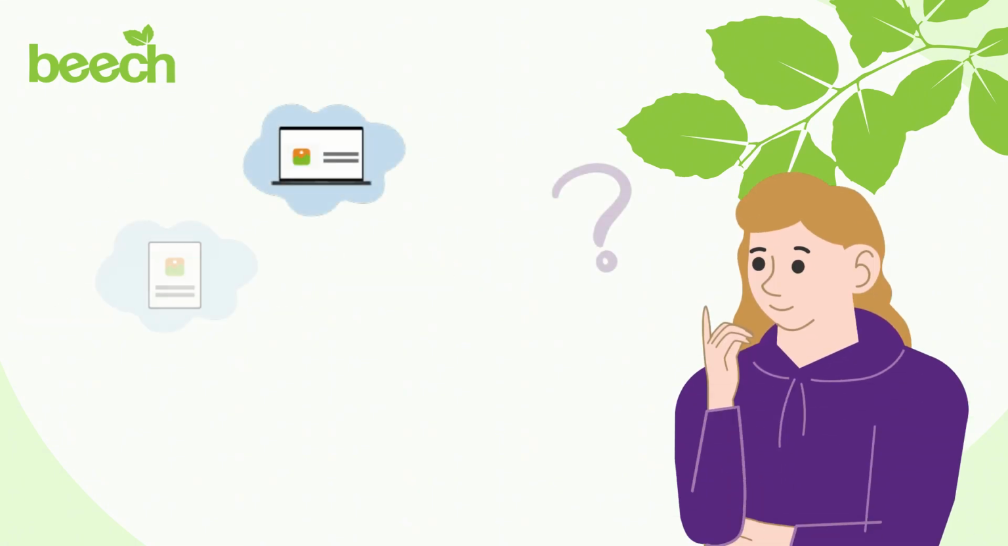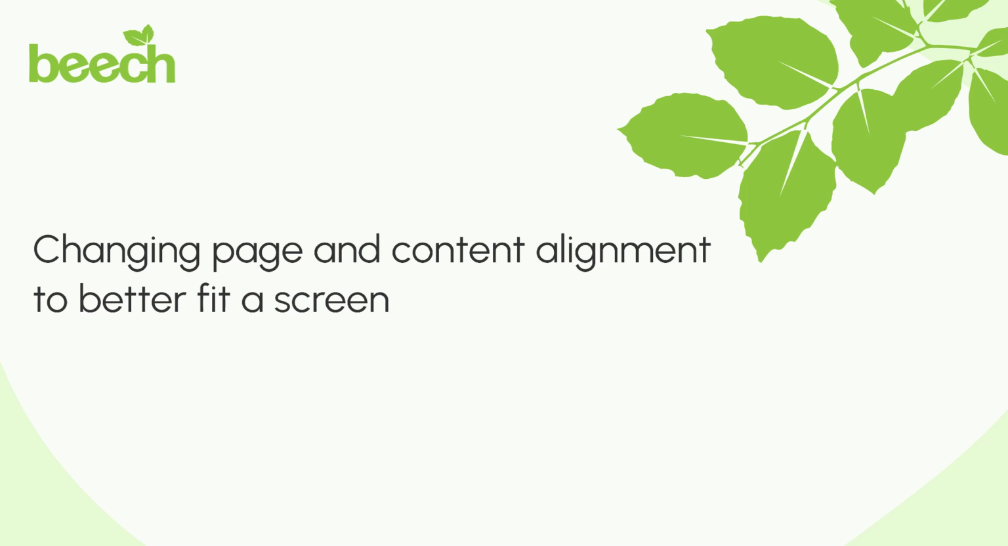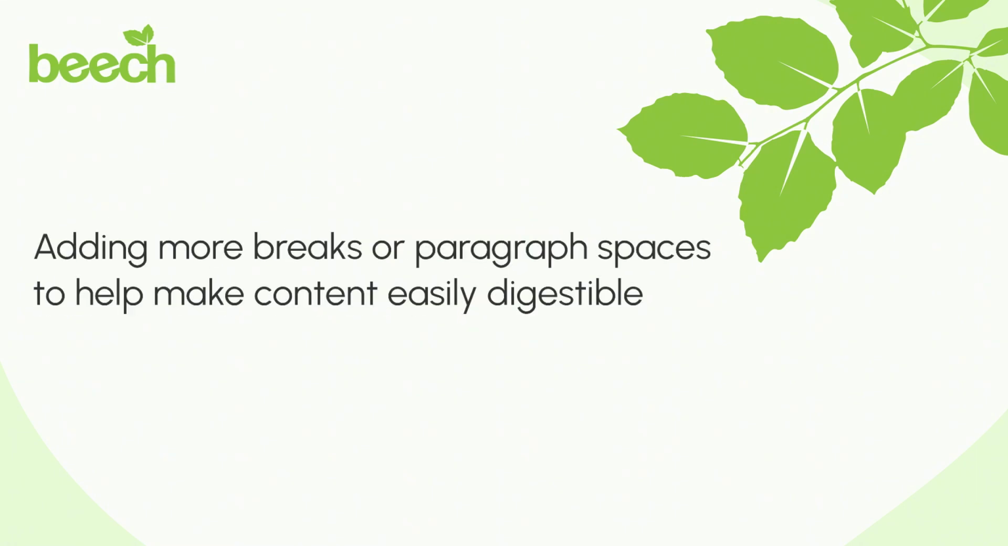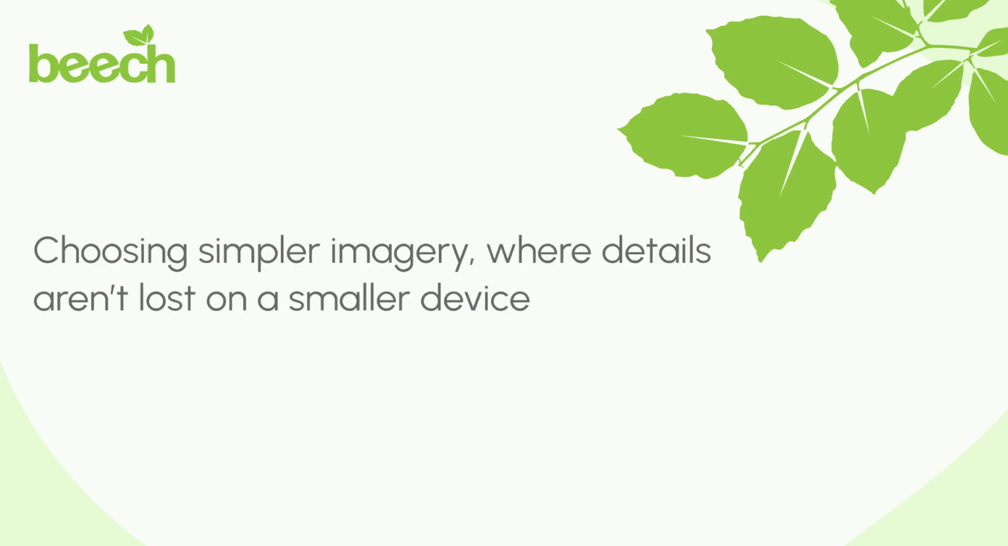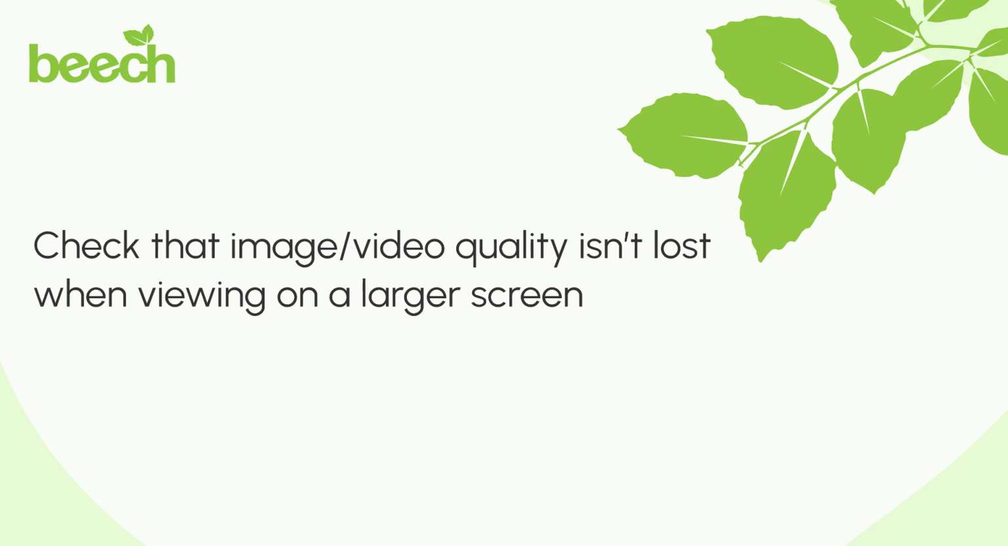If customers use mobiles or tablets to view products and services, then it makes sense for content to be as responsive as possible when using those devices. This could include changing page and content alignment to better fit a screen, reducing or increasing the size of content for readability, adding more breaks or paragraph spaces to help make content easily digestible, choosing simpler imagery where details aren't lost on a smaller device. Check that image video quality isn't lost when viewing on a larger screen.